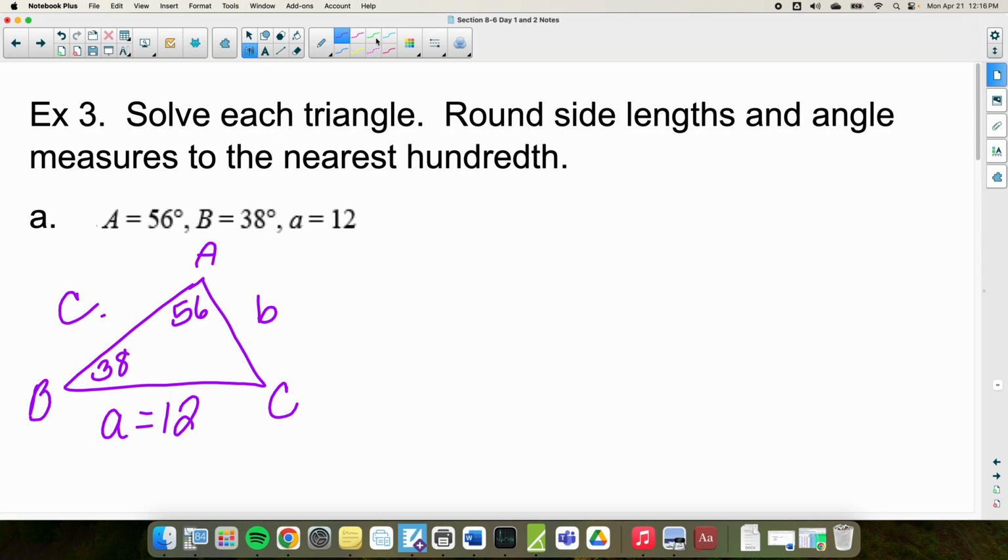When you do these problems, what I do first is up here somewhere, I'm gonna write what I need to find. So I need to find the measure of angle C, I need to find little b, and I need to find little c. The order I put those in doesn't matter, it's just you have to find those three. Now, another thing that I talked about on Thursday is these triangles do not have a right angle.